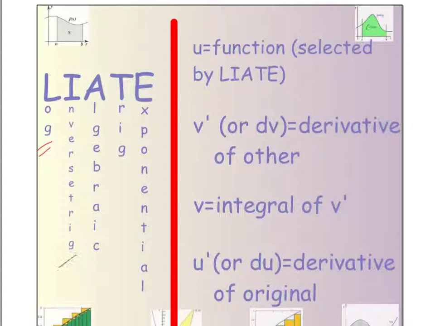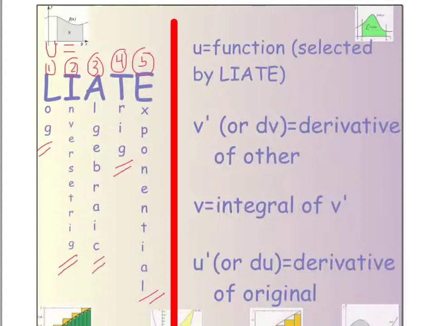Second choice would be inverse trig. Third choice would be algebraic. And fourth choice would be trig, and last exponential. So that's your priority when you let u be one of your functions as part of that product of dissimilar functions: go through this ordering: log, then inverse trig, algebraic, trig, and finally exponential. Okay?